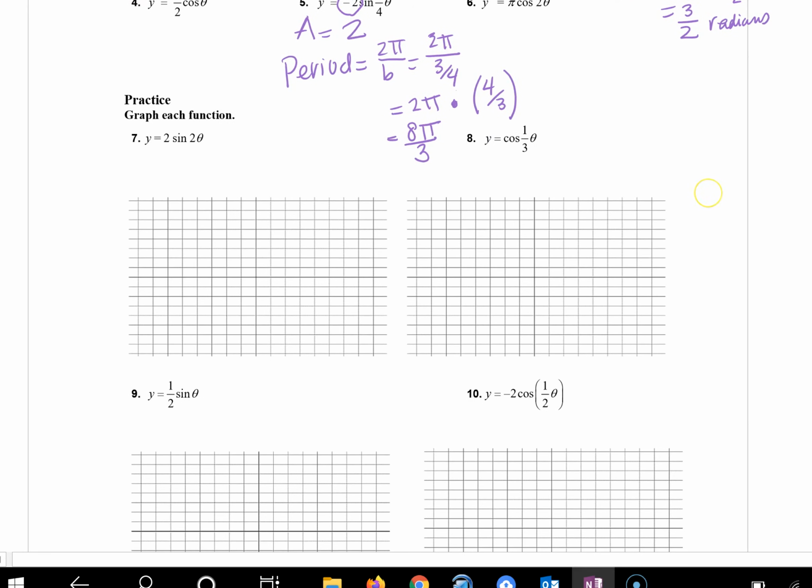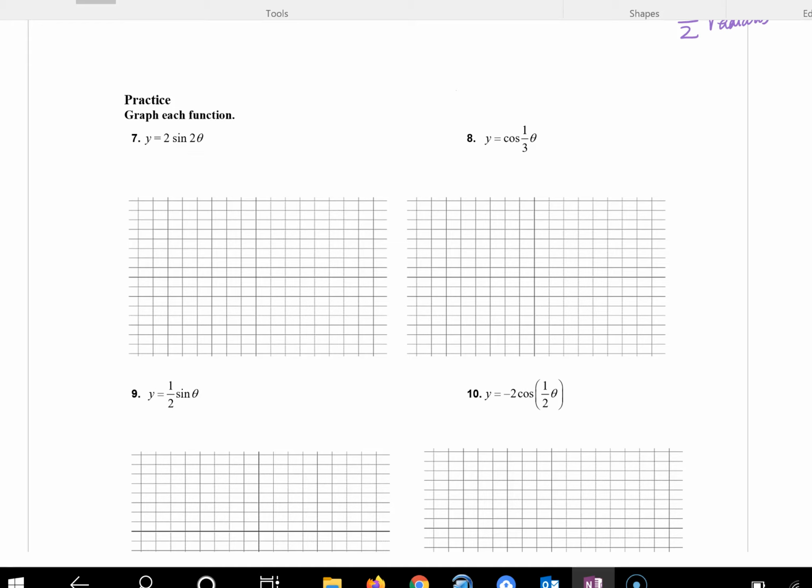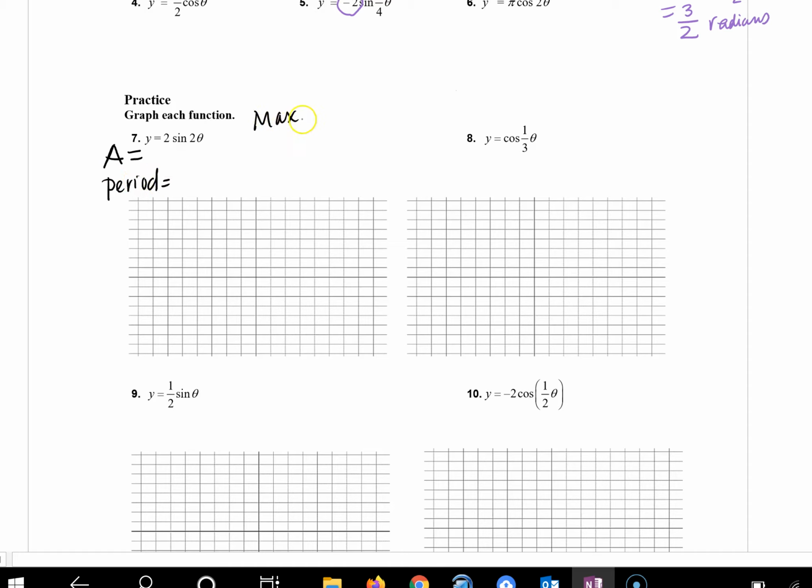Okay, so to graph the function, first thing I'm going to do, I'm going to go ahead and erase this just so it's out of my way. And then we're going to proceed to do this problem. So first thing I want to do is find 5 items that would be helpful to me in graphing. And those 5 items are going to be, of course, the amplitude, the period, the max, the min, and the midline is also good to know.